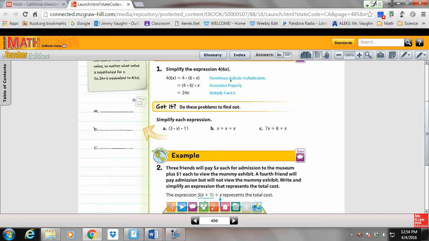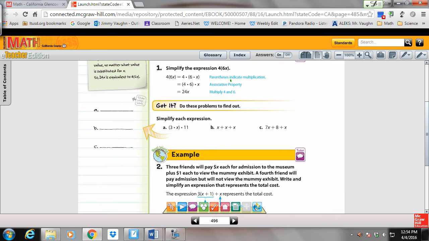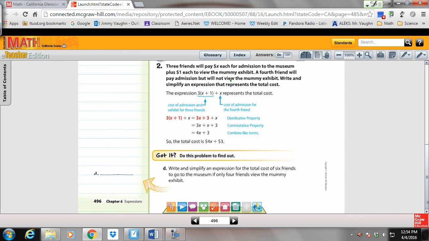Okay, 496. We've got those there. Give them a try. See how you do. We'll turn it off, and then go down below. There's a word problem down here. Simplify the expression for the total cost of 6 friends to go to the museum if only 4 friends view the mummy exhibits. So you're going to write that expression there. I'm not going to take the time to go over it, but there you are.